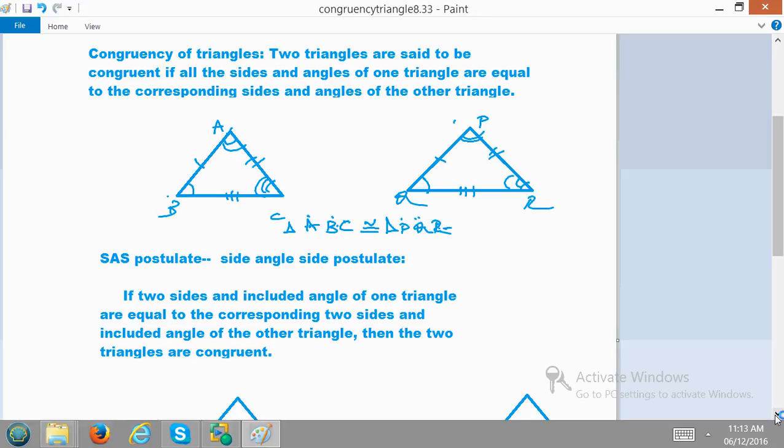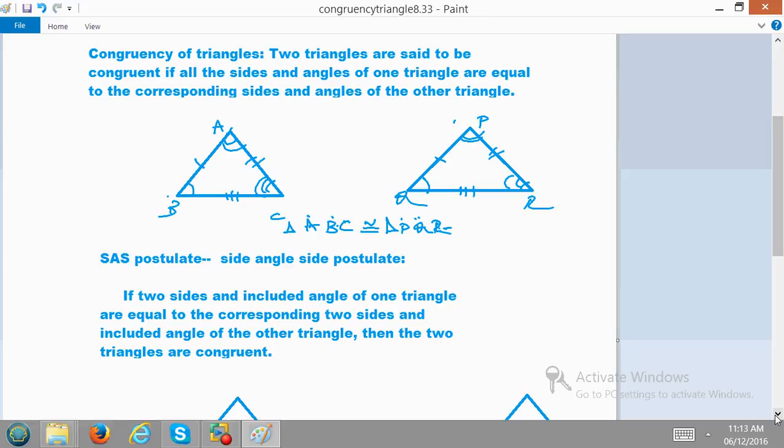So we will now come to the SAS postulate. What is this SAS postulate? This is called the SAS, side angle side, postulate. This postulate says if two sides and the included angle of one triangle are equal to the corresponding two sides and included angle of another triangle, then the two triangles are congruent.